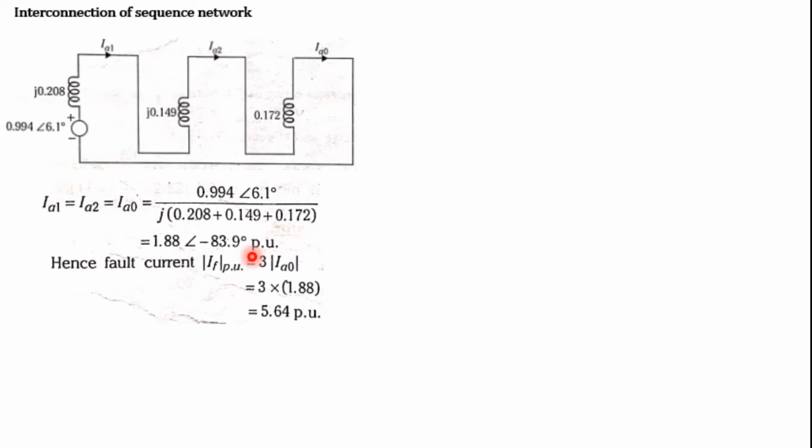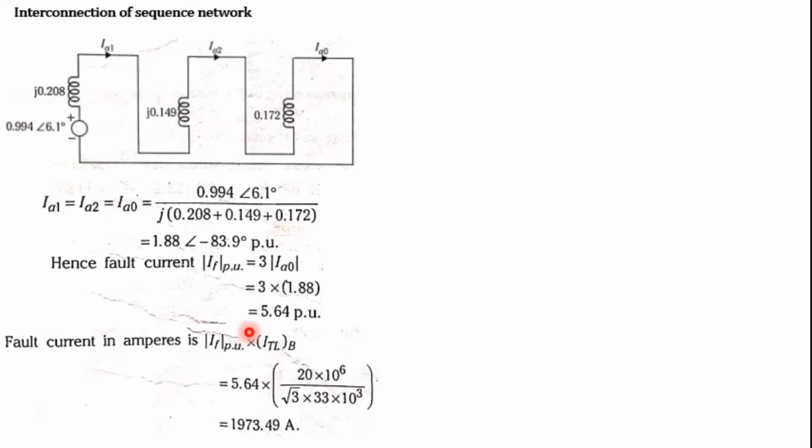So what is the expression for the fault current? For a single line to ground fault, it is 3 times the IA0 value. So the IA0 value we got is 5.64 per unit. This is the per unit value. We need to calculate in terms of amperes, so we have to see where the actual fault takes place.